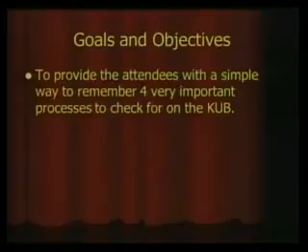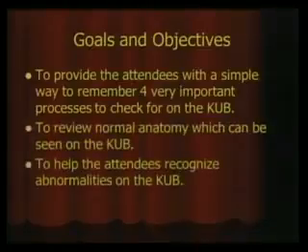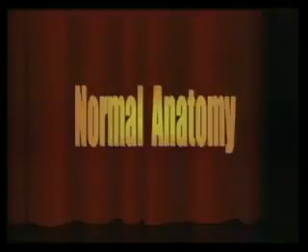I want you guys to remember 4 very important concepts to look for in every KUB, to review the normal anatomy, and to help you guys recognize abnormalities. The normal anatomy, when I start, this is a KUB. KUB stands for kidney, ureter, bladder. It will not include the hemidiaphragms. It's going to be from the kidneys, and it should go below the pubic symphysis. But this is the KUB, and this is the erect view.